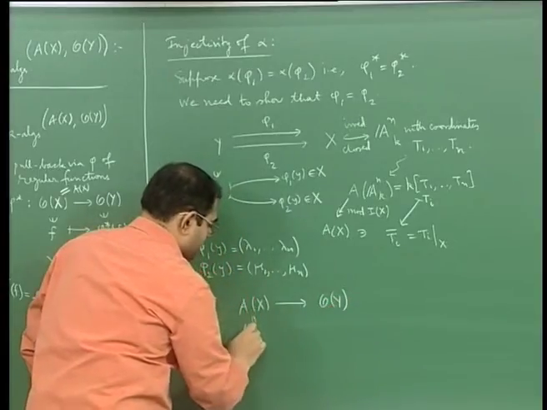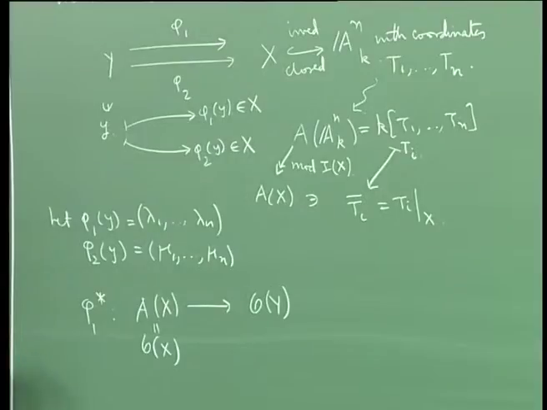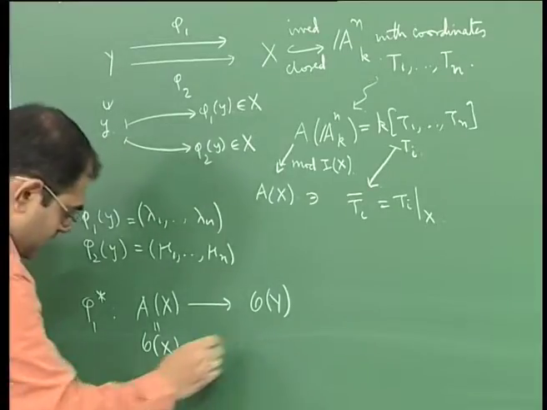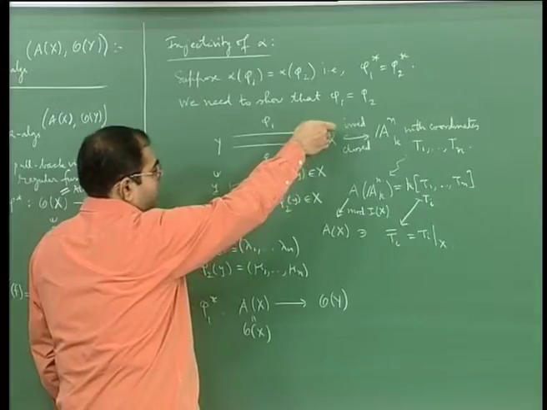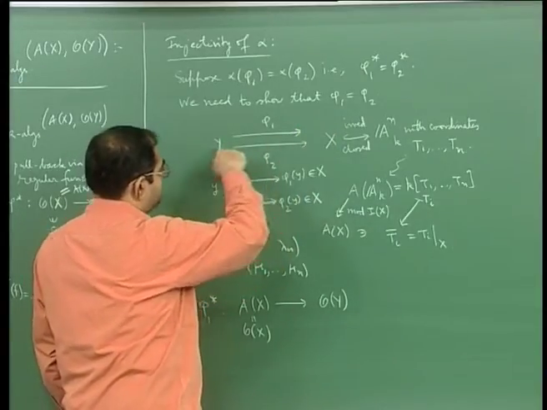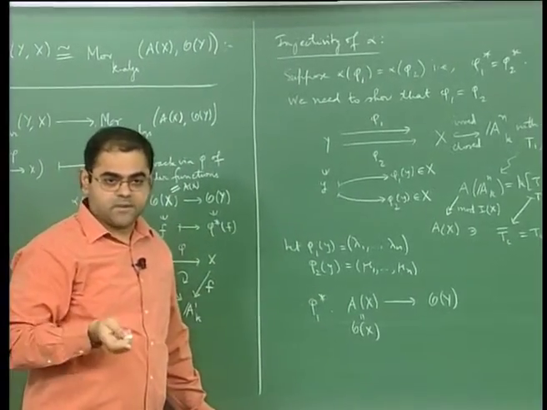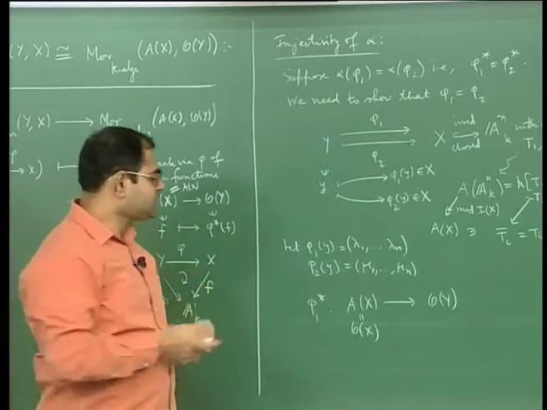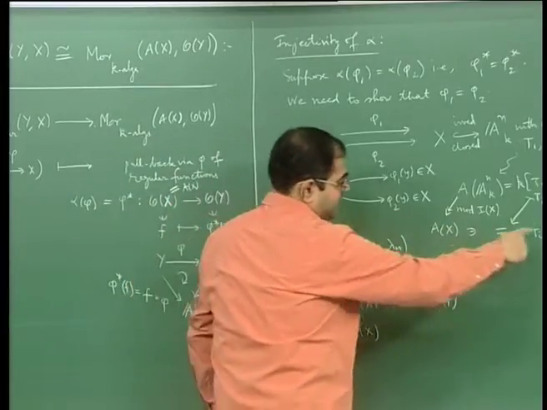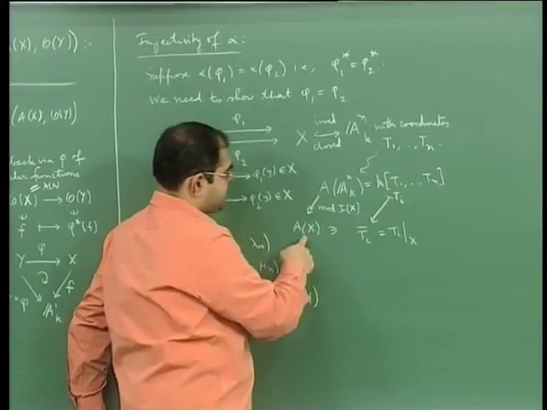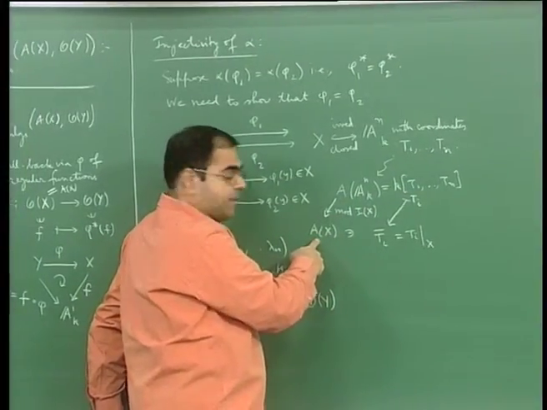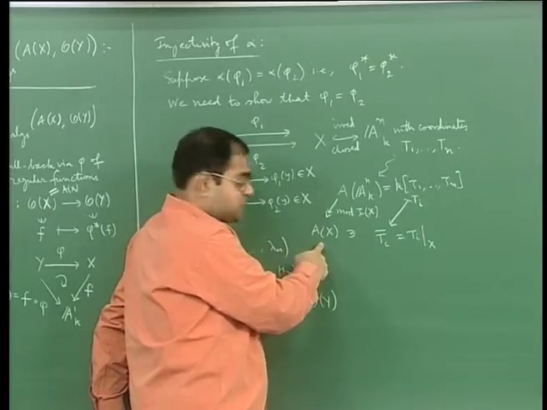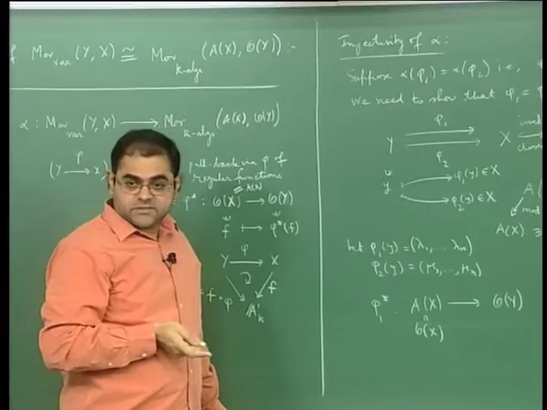Of course A of x is the same as O of x because x is affine. So this is the pullback map. And what does the pullback map do? Given a regular function on x, I compose it with the map to get a regular function on the source. That is how the pullback map works. Take a regular function on the target, compose it with the map, and you get a regular function on the source. So in particular, the ti's restricted to x are also regular functions on the target.